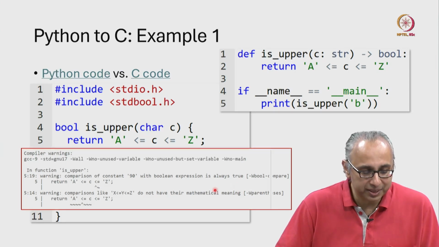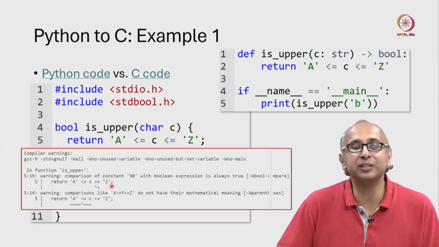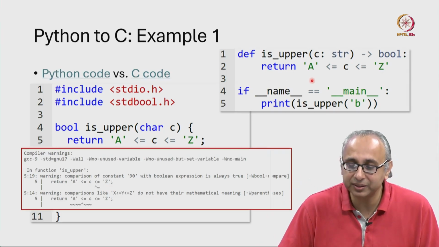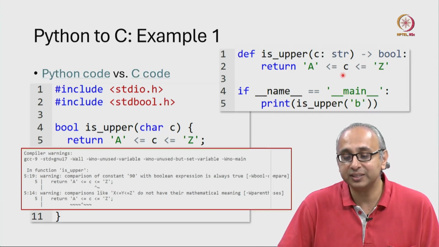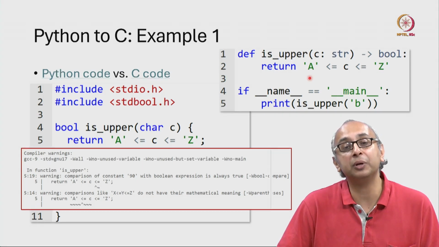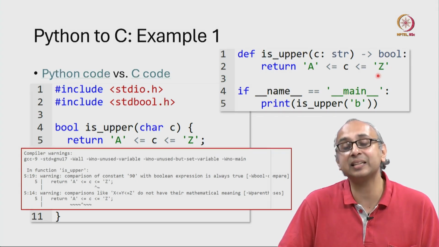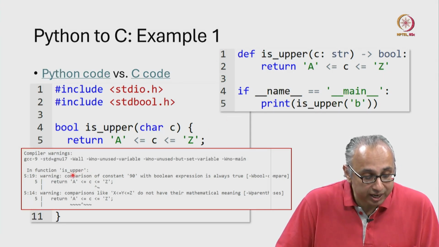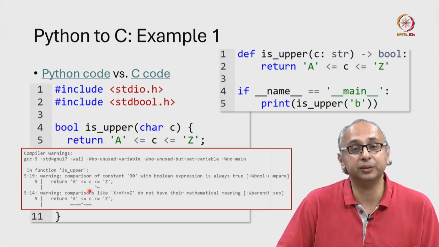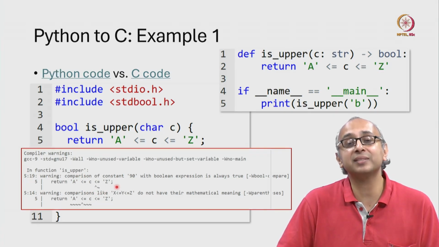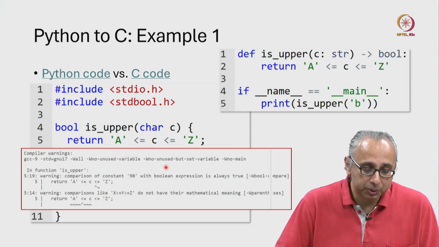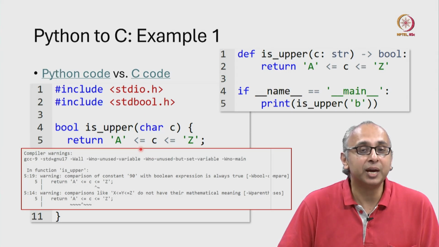So the problem is that this expression does not mean what it means in Python. In Python, this is checking if c is greater than or equal to capital A and it is less than or equal to capital Z. But in the C programming language, it means check if this first expression is less than or equal to this second expression. And that is not what we want. So we would have to edit this code. Let's do that now in Python Tutor.